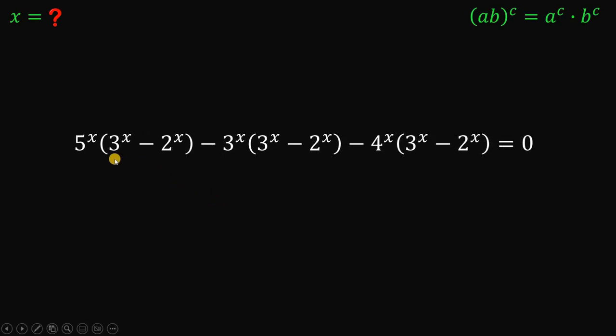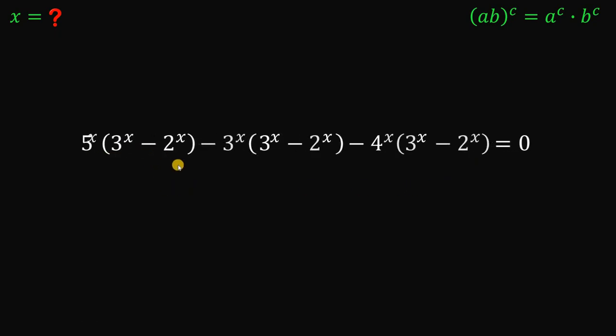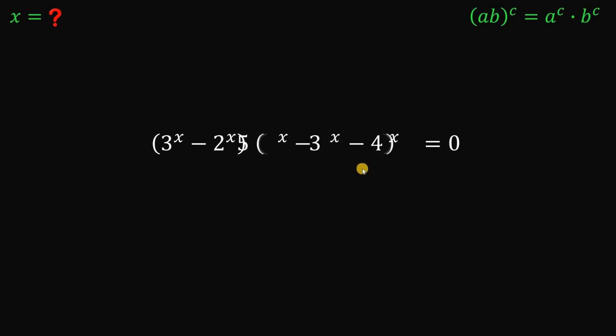And since we have a common factor of 3 raised to x minus 2 raised to x, we can factor out 3 raised to x minus 2 raised to x from all of these terms. If we do that, we get 3 raised to x minus 2 raised to x multiplied by 5 raised to x minus 3 raised to x minus 4 raised to x equals 0. Again, we just factor out 3 raised to x minus 2 raised to x, and 5 raised to x, 3 raised to x, and 4 raised to x.